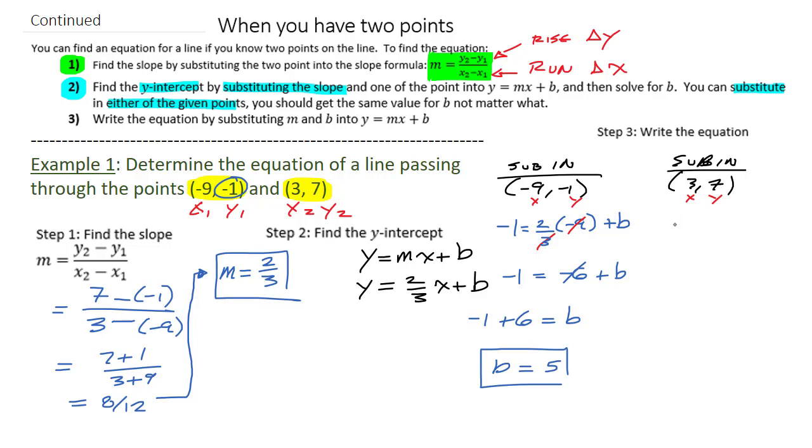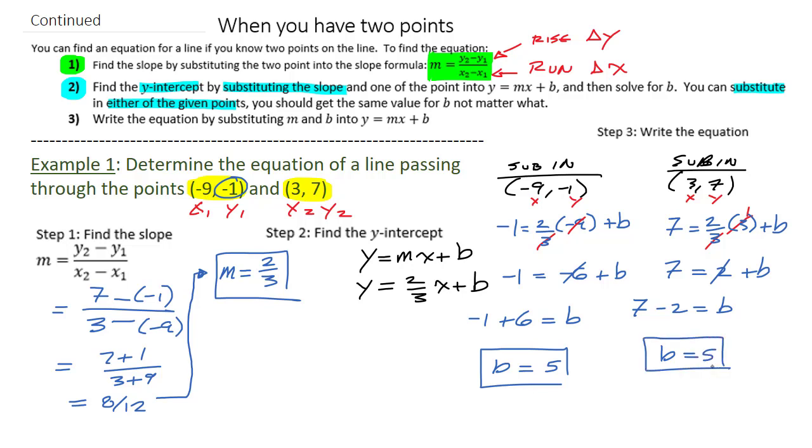Let's check the other one to see if we get the same answer. All right, so we're going to make y 7. The slope is 2/3 and x is 3. All right, so here we go. So again, I can go 2 times 3 is 6 and then divide it by 3, but I just like to reduce. 3 divided by 3 is 1. 2 times 1 is 2, so I have 7 equals 2 plus b. To get rid of the 2 from the side, we have to subtract it. 7 minus 2 equals b, and we get b equals 5 again, right? So it doesn't matter which way I go about it. We're getting m, we're getting b.